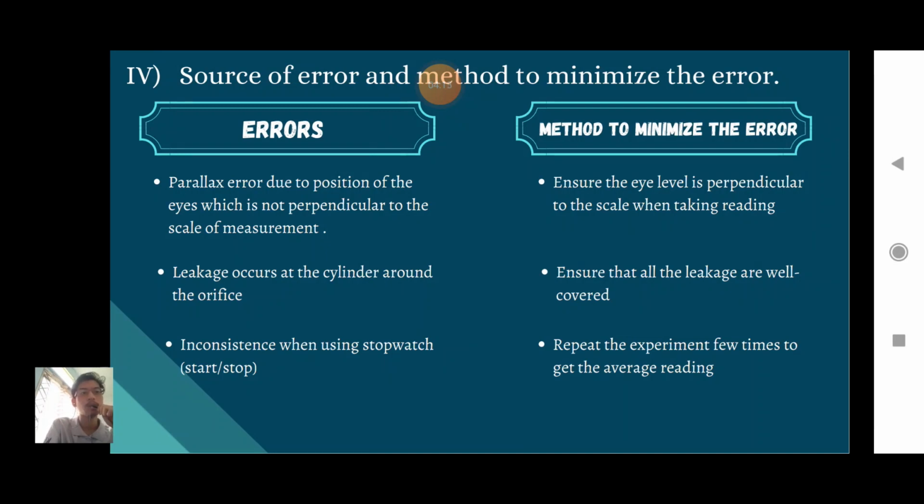Method to minimize the error. Ensure the eye level is perpendicular to the scale when taking reading. Ensure that all the leakage are well covered. Repeat the experiment a few times to get the average reading.